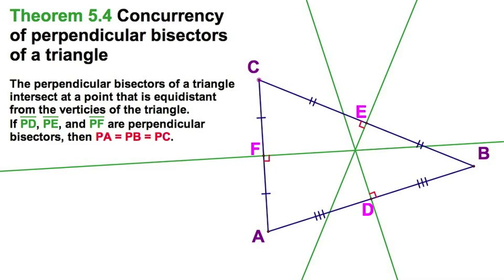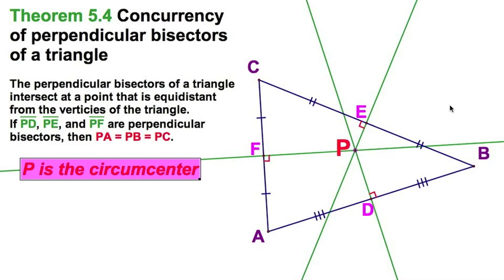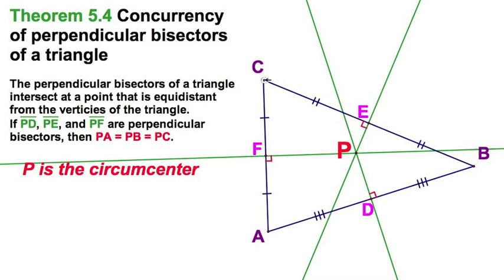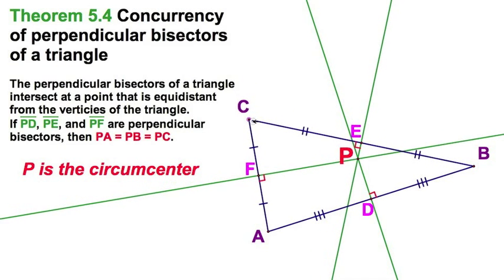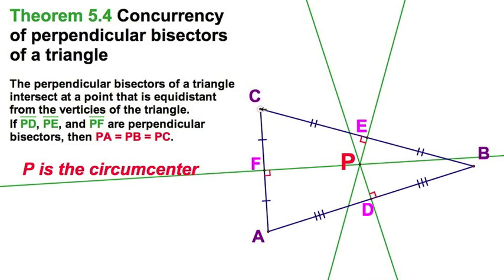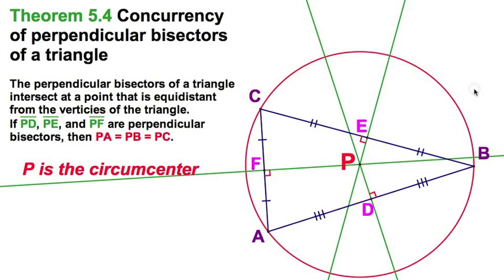That's, well, there's a vocab word for us. That is a point of concurrency. It's one of the four that we're going to study. This one is called the circumcenter, the intersection of the three perpendicular bisectors of a triangle. So these three green are perpendicular bisectors. Point P is the circumcenter. And what that means, simply put, it's the center of that circle which contains the three vertices.